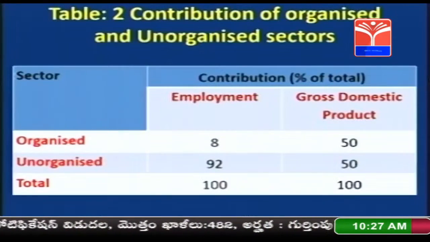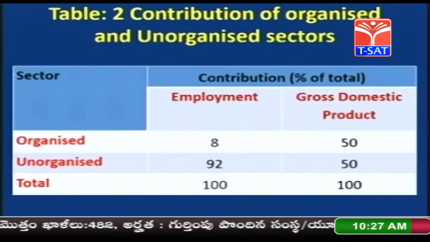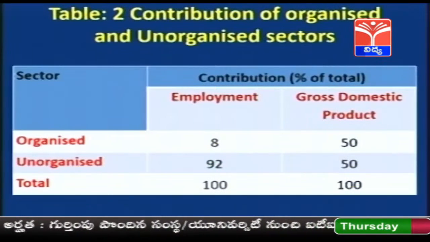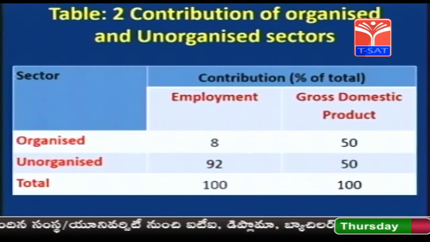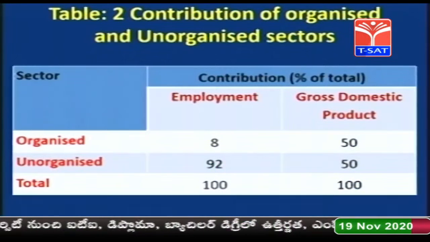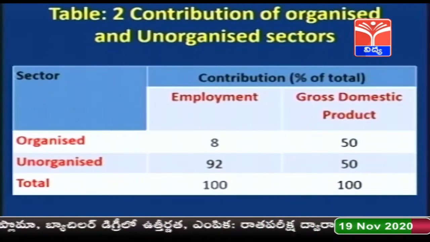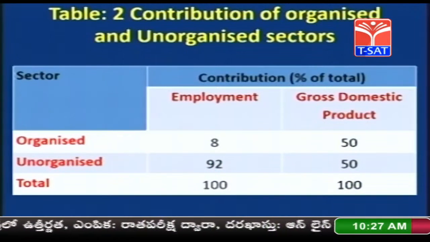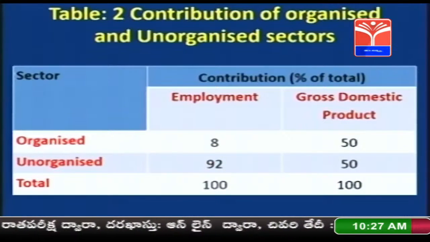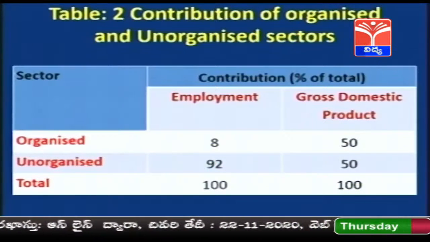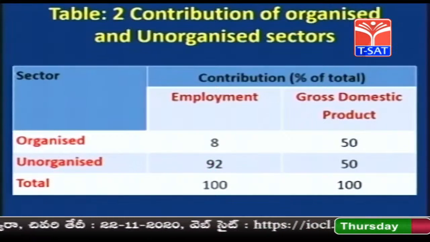Now, we can see the organized and unorganized sectors' contribution to employment as well as gross domestic product. In organized sector employment, only 8% of the people work in the organized sector, yet their contribution to the GDP is 50%.